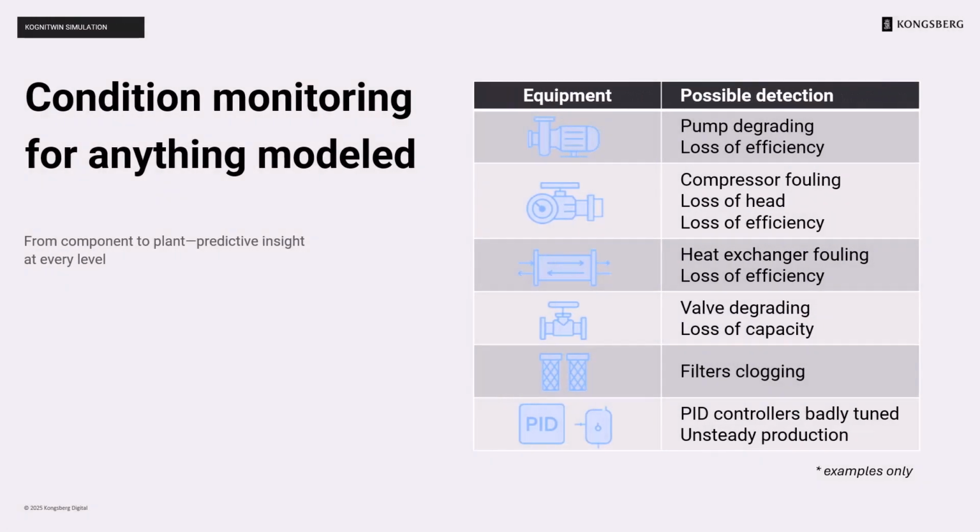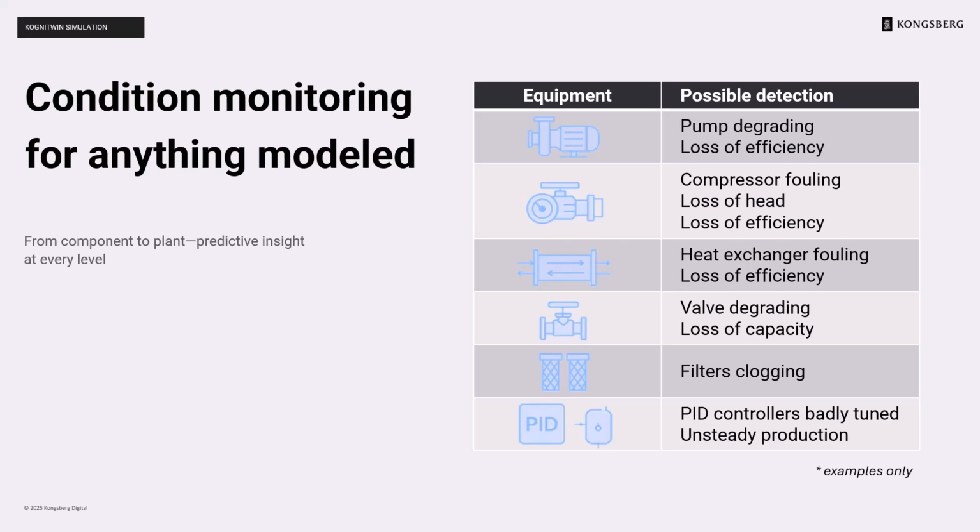This isn't a one-off solution. It's a generic, scalable capability. As long as you have a simulator that describes expected behavior, you can use it for condition monitoring. Whether it's a small model around a single valve, a subsystem like a compressor station, or a full plant simulation, it works. The tool doesn't care about the model size. It just compares field behavior to model behavior in real time.